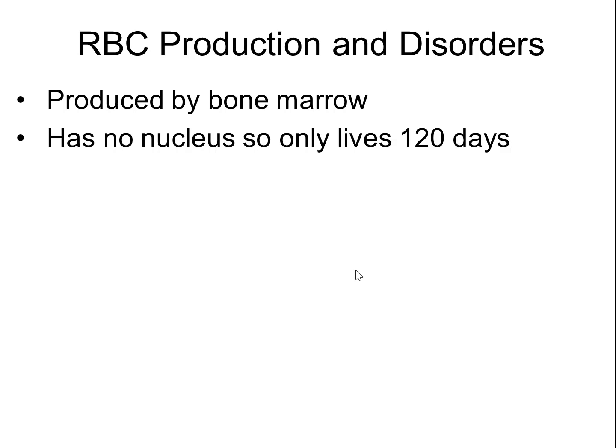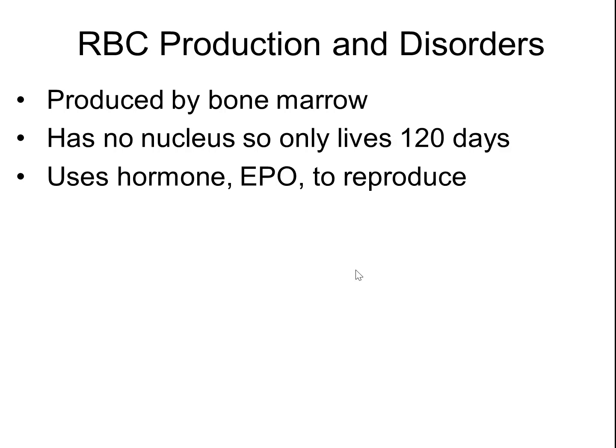Therefore, the red blood cell actually only lives about 120 days, so roughly up to about 4 months, and then it dies off. Since red blood cells die so often, we need to constantly reproduce them. And to reproduce them, we need to use the hormone called EPO. That's short for erythropoietin. Erythro for the red blood cells.